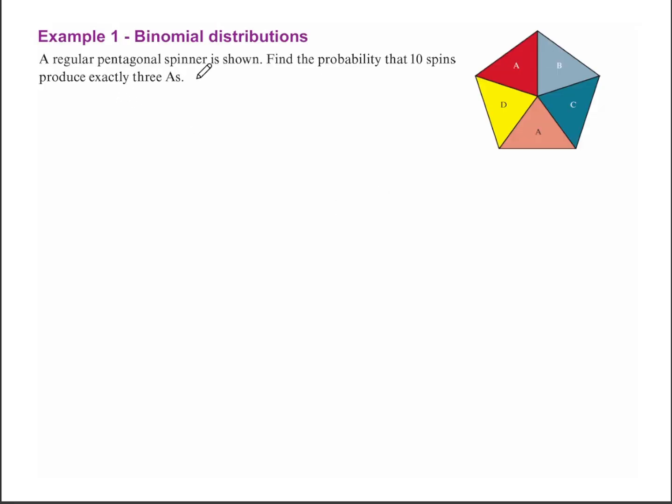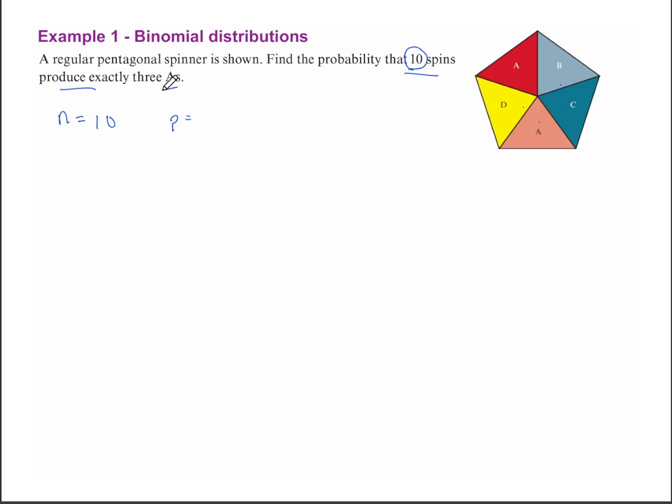A regular pentagonal spinner is shown. Find the probability that 10 spins produce exactly 3 A's. So here we've been told that the number of fixed trials is 10, because you're spinning it 10 times, so n is equal to 10. The other parameter that we need is our P, which is the probability of success. And in this case, since it's a regular pentagon divided into 5 equal parts, getting each of these letters after spinning has a probability of 1 over 5.